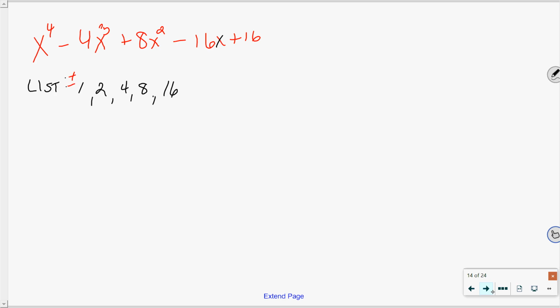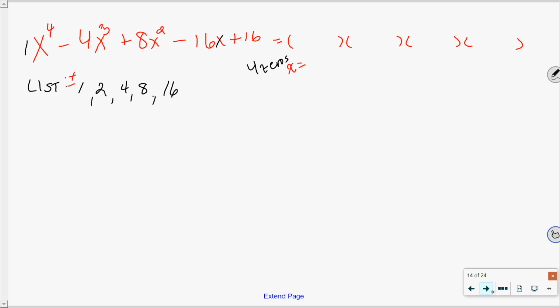All right, so I don't need to worry about the leading coefficient, right? Because it's 1. How many parentheses am I going to have when I factor it? 4, whatever the degree is. So I've got to have 4 parentheses, which means I'm going to have 4 zeros. All right, so what numbers you guys want to try?